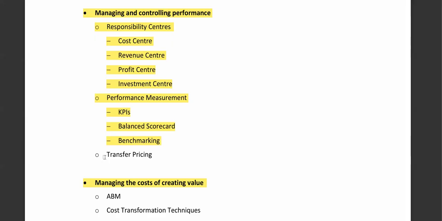And not surprisingly, a key component of the P2 syllabus, when you have a divisionalized structure and when the divisions engage in internal trade, it could be in the form of transferring a product or even a service. Transfer pricing implications come in, and it is important that you're thorough with the different types of transfer pricing methods, together with when those methods should be applied, as well as the pros and cons of using a certain method in a given situation.